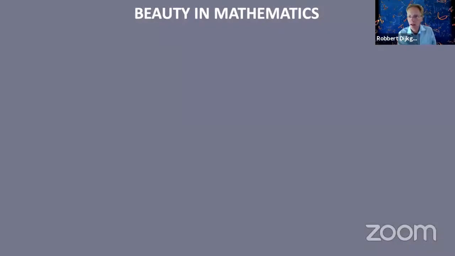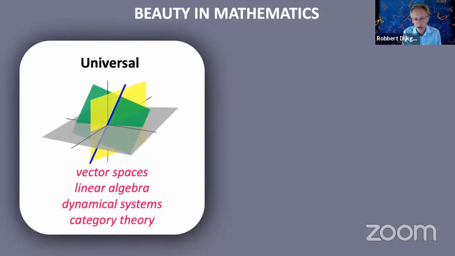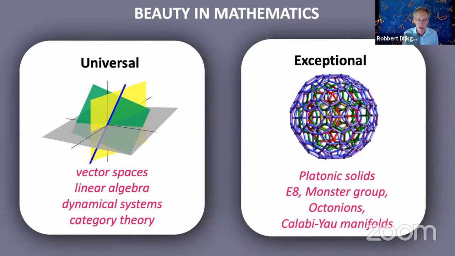Now, beauty in mathematics, I would say, also comes in various shapes and sizes. One distinction I want to make is that there are essentially two flavors of aesthetics. There is a universal beauty. Those are the people who are excited about abstract concepts, like a vector space in arbitrary dimension, or linear algebra, or calculus, or category theory. Well, there is another brand of aesthetics which likes the exceptions to the rule, like the Platonic solids or the Lie group E8, because it's the most complicated one, the monster group, which is in some sense the most complicated simple group, or the octonions. And there is a certain draw to this too. And in fact, you might see both of these kinds of appreciation of mathematical beauty in physics.